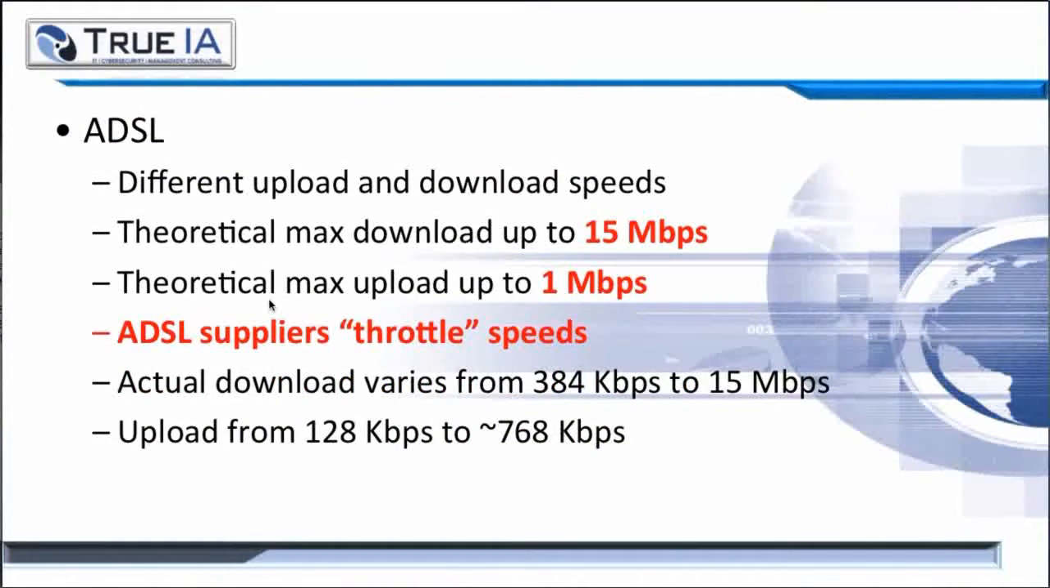With asymmetric DSL, the upload and download speeds are different. Theoretically, download should be about 15 megabits per second, where upload should be about 1. However, most asymmetric DSL suppliers are going to throttle your speed back. You'll really notice this when it comes to your upload speeds. You'll usually max out right around 768 kilobits.